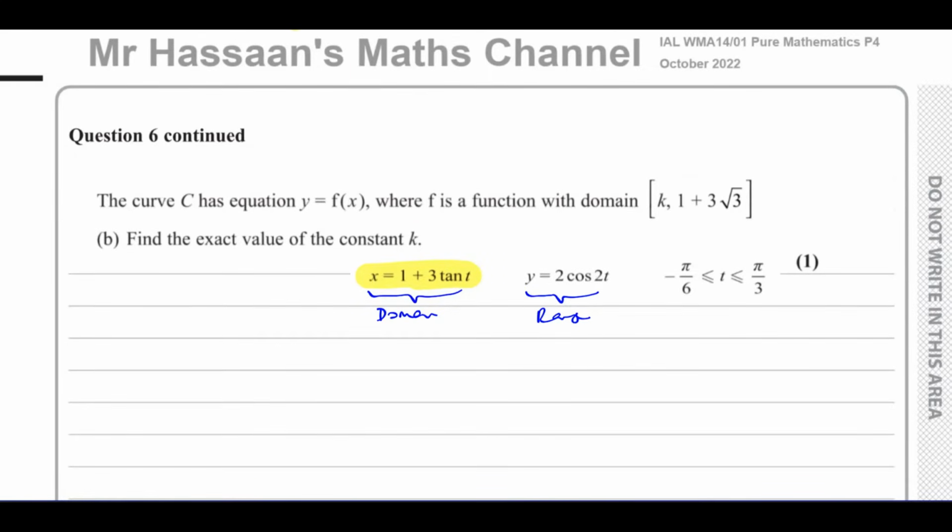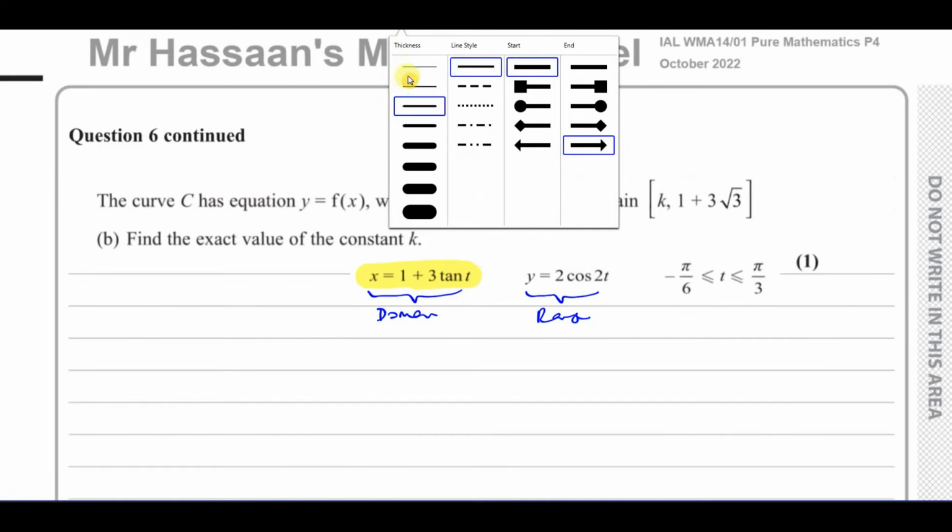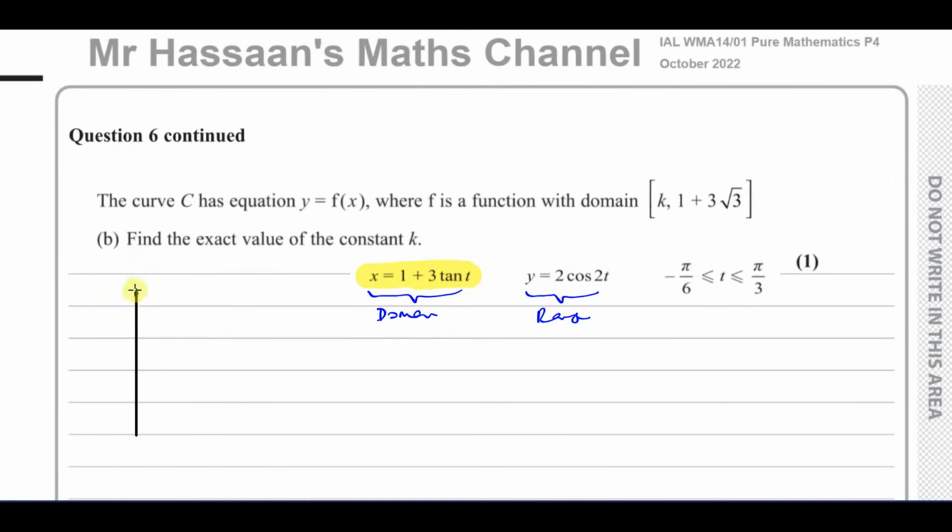So our x-axis will actually be vertical here. The output of the x part is the domain of this function. The output of the y part is the range of this function. So I'm going to make a little sketch of this function. It's between minus pi over 6 and pi over 3.